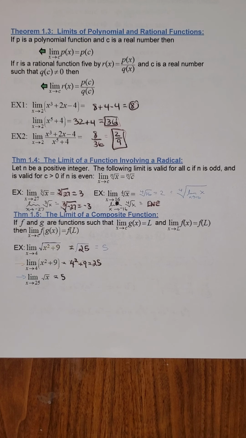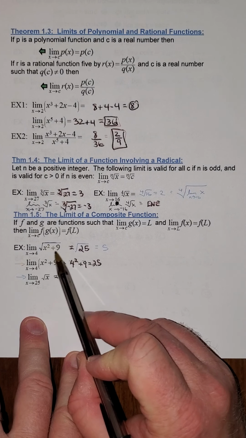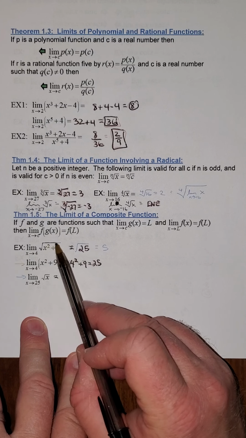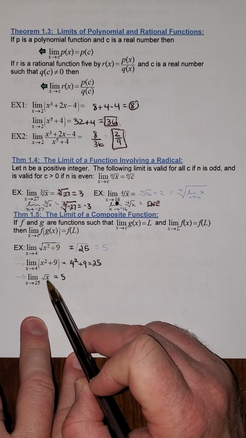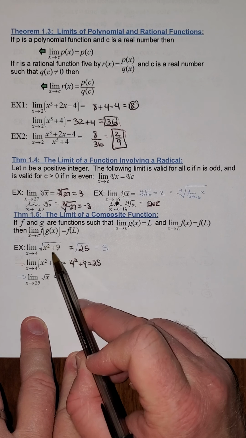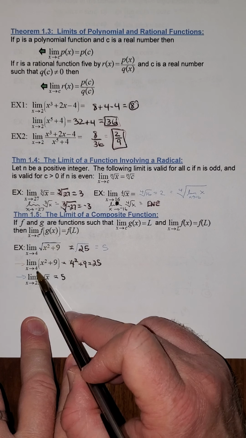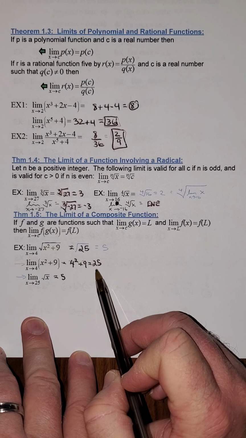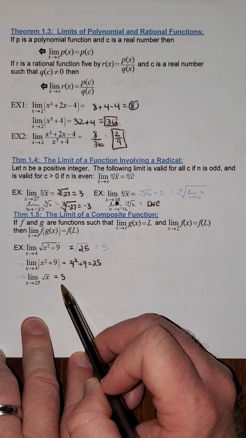Composite functions, it's simply a matter of plugging in numbers. This function right here is a composite. It is a composite of a radical and a polynomial. It's this polynomial plugged into that radical. Well, if I let x approach 4 on this composite function, I always plug it into the inside first. So we're going to plug 4 into x squared. That gives me 16 plus 9 is 25. And then I'm going to let x approach 25 and take the square root of 25, which is 5.